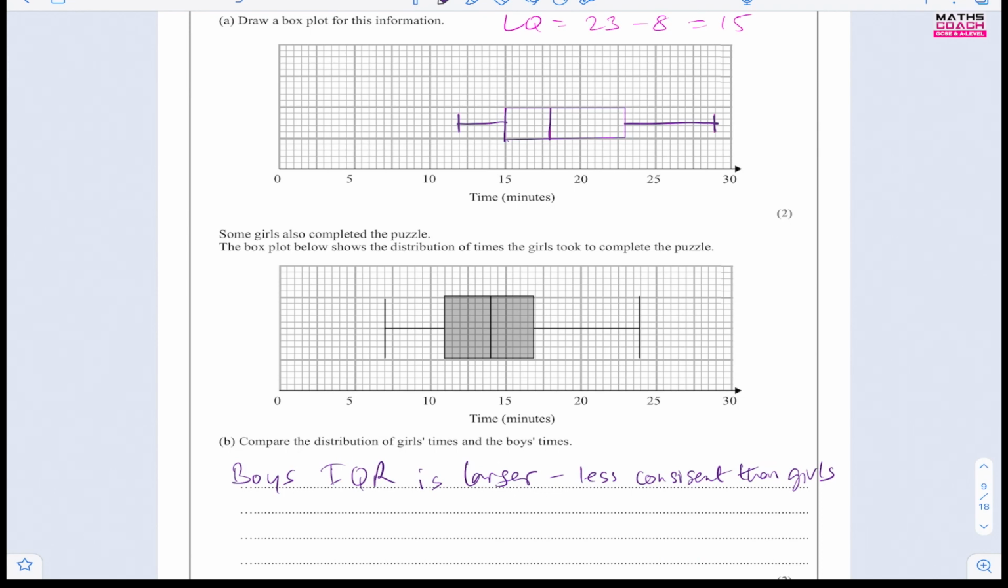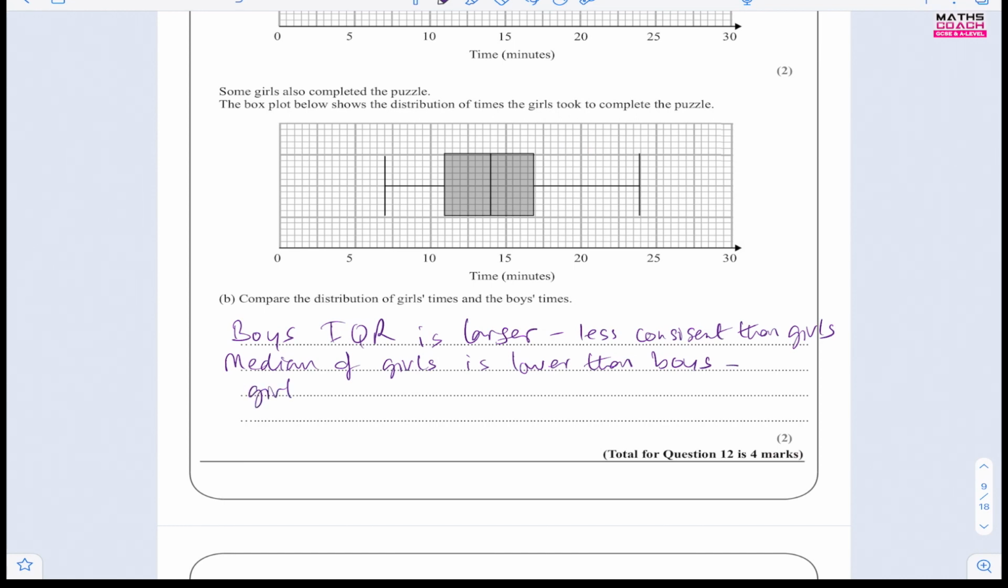Secondly, we can look at the median value. The median value for the boys is 16 and the median value for the girls is 14, which means that the girls were quicker in completing the puzzle. So we can write down: median of girls is lower than the boys, meaning that the girls were quicker on average. That should get you your 2 marks.